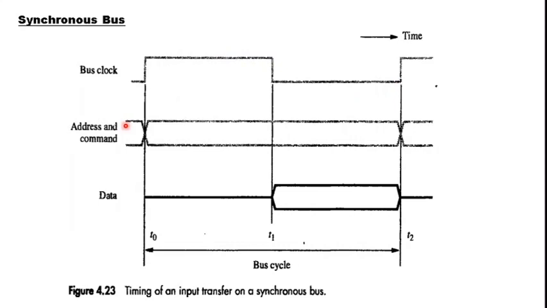In the case of a synchronous bus, there will be a data bus line, address bus line and command bus line, along with separate lines for clock cycles. We will consider figure 4.23 from the textbook Computer Organization by Carl Hamacher. Here the operation shown is an input operation, and this operation is assumed to last for one bus clock cycle. So it means that within one bus clock cycle the entire operation will be complete. We will see how this happens.